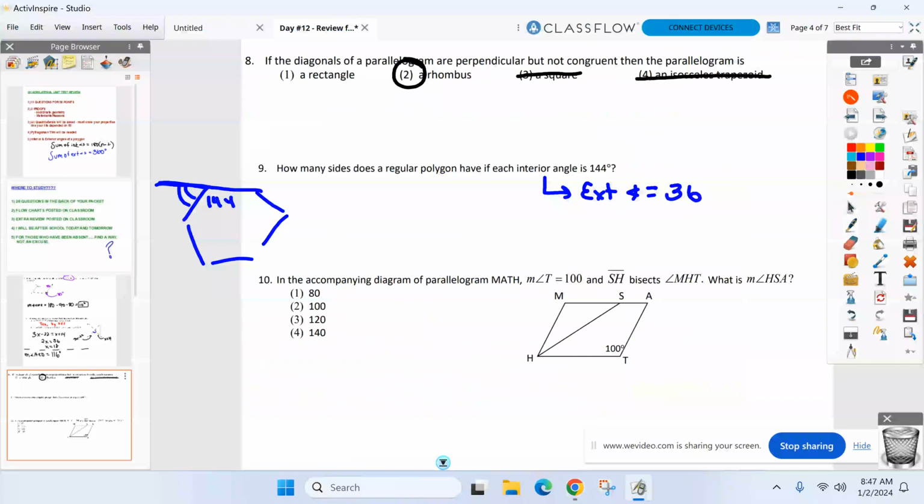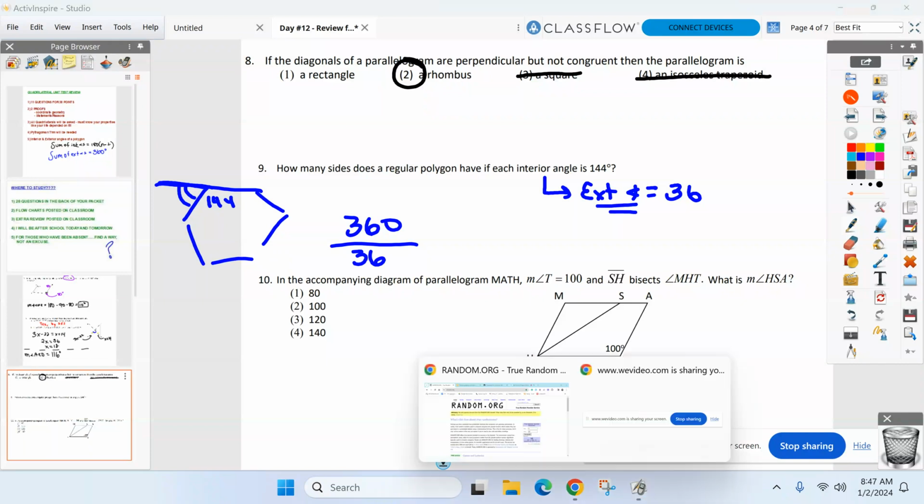360. So I can take 360 and divide it by that exterior angle. I can't do that with the 144 because I don't know what they all add up to. But you know what I know adds up to 360 is the exteriors. So that's why I always want you to try to find the exterior. You already know what they add up to. So how many sides does this bad boy have?